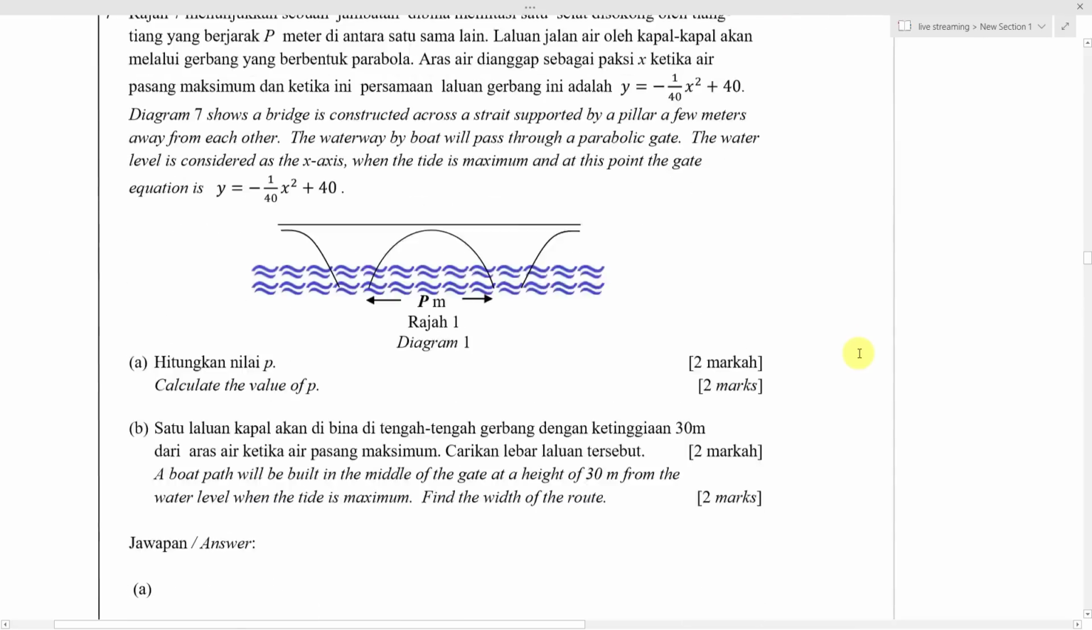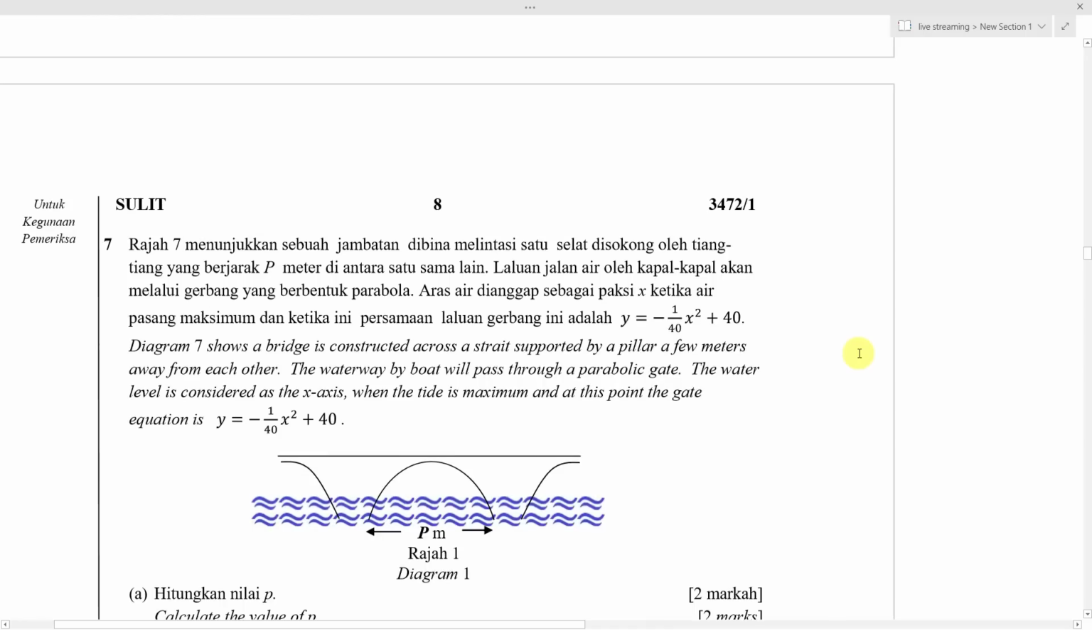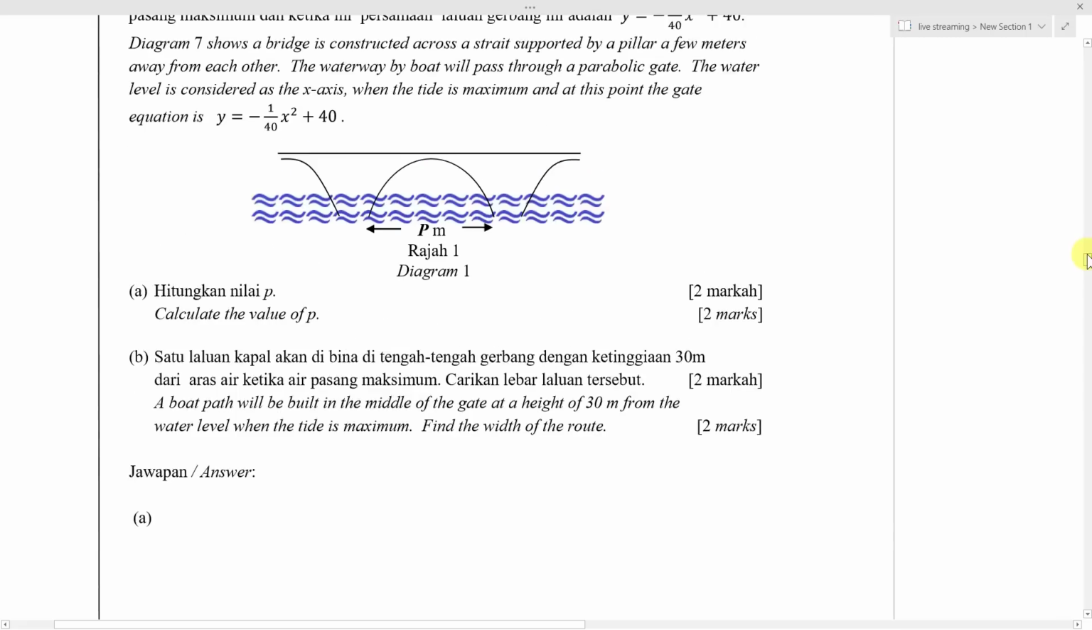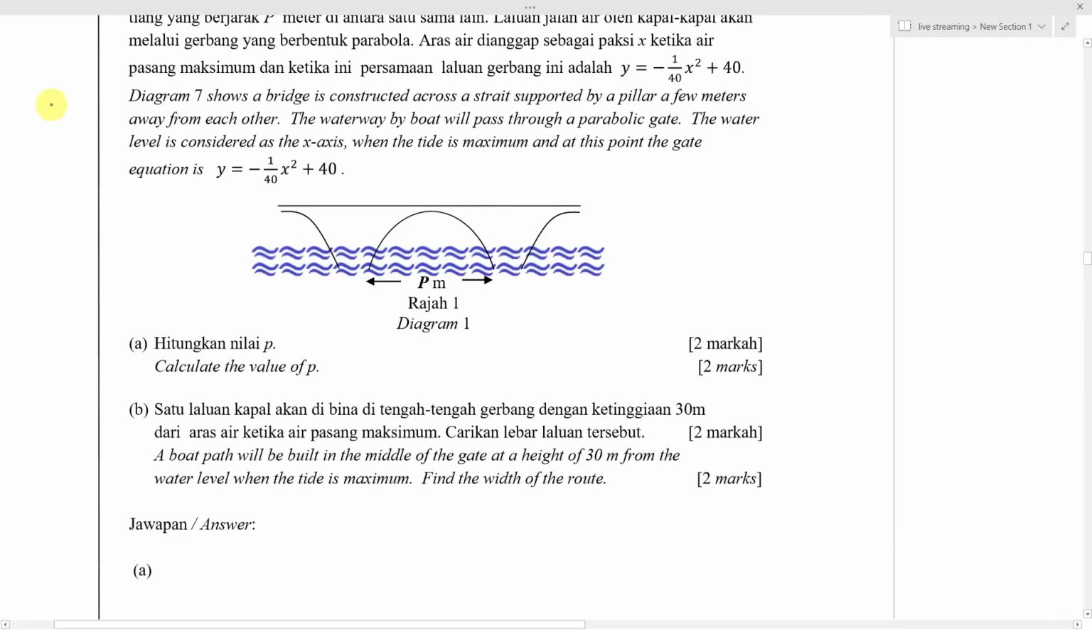Okay, so let me just move on to the next one. I will say this one will be another K-bar question.